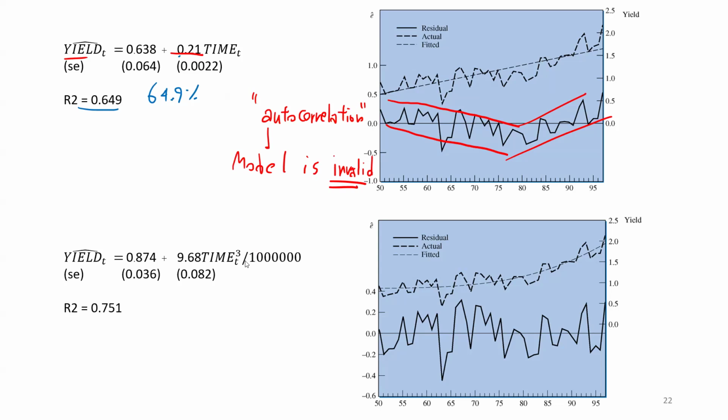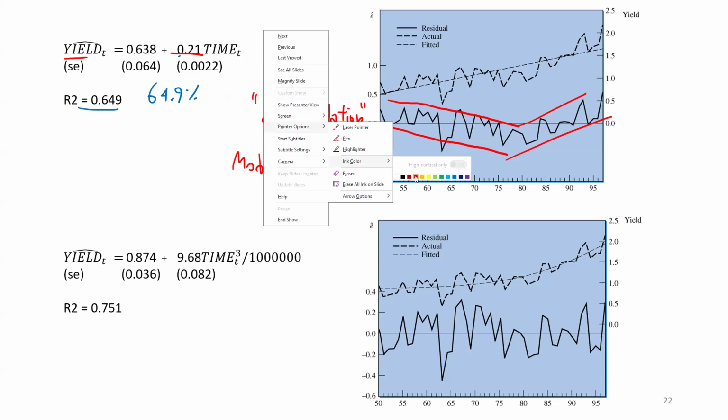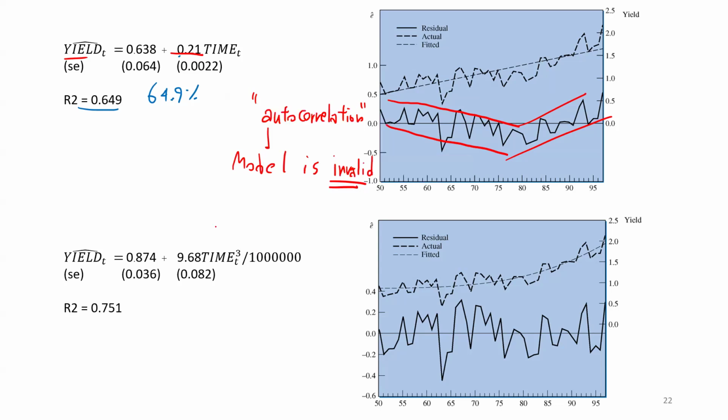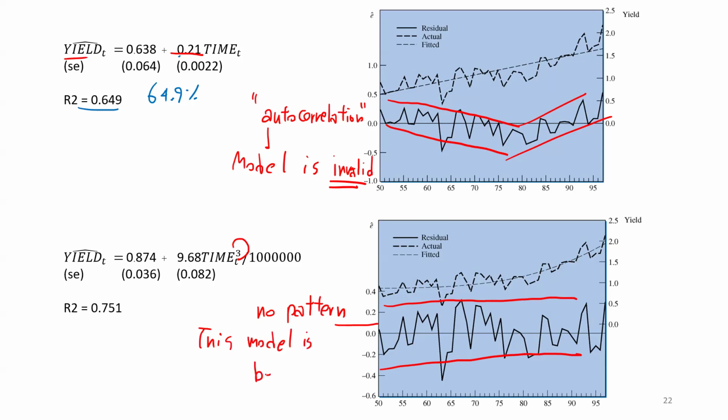Then the second researcher tries to make the equation by making the power 3. Make the power 3 here. Then it curves well along with the data, and you cannot find any pattern of error. Okay, there is no pattern. So this model is better, and even R squared is higher.